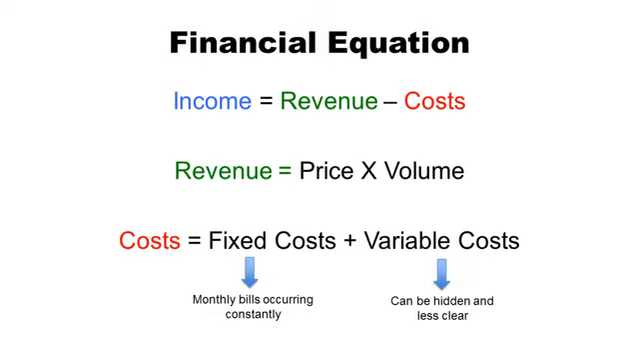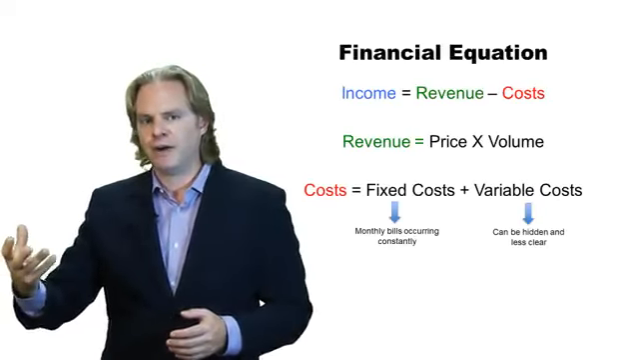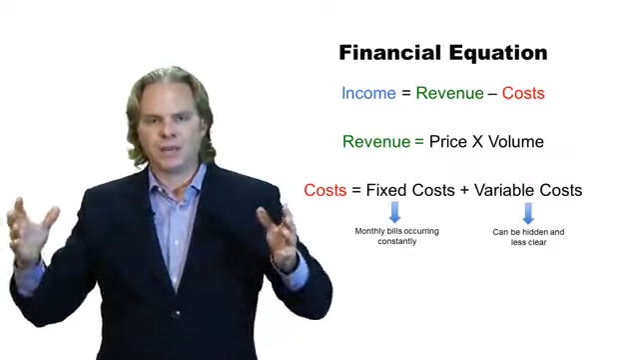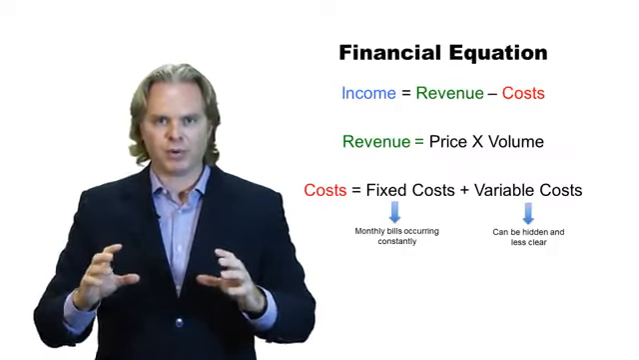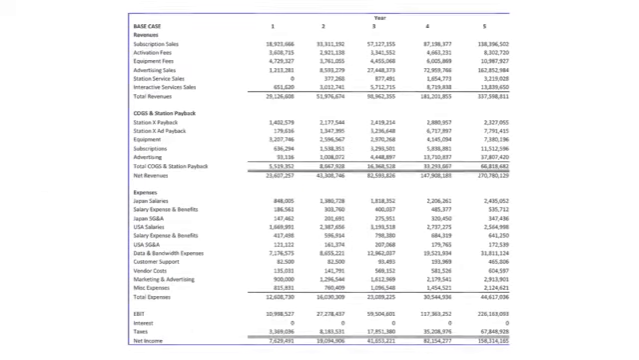Variable costs can often be hidden and less clear. And that, to me, is one of the benefits of a business plan. In the business planning process, you start to become aware of, oh, wait a second, I'm going to have this cost that I wasn't thinking of before. So understand your fixed costs, understand your variable costs. Get those together in the cost portion, or the expenses portion, of your income statement and of your cash flow statement.